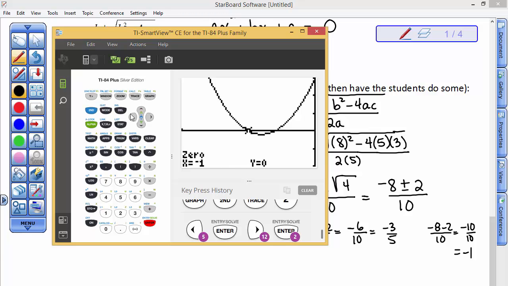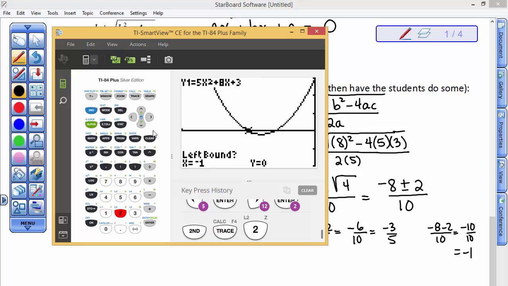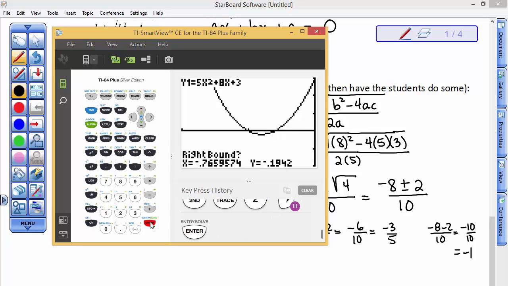Let's do this one right here. So second calc. I'm finding the 0 of the function. Where does it cross the x-axis, which is where y is equal to 0? It wants the left boundary. I'm going to go a little closer to the other solution, but under the x-axis, because here's the point I'm trying to find right there, and this is to the left of that. So I'm going to hit enter.